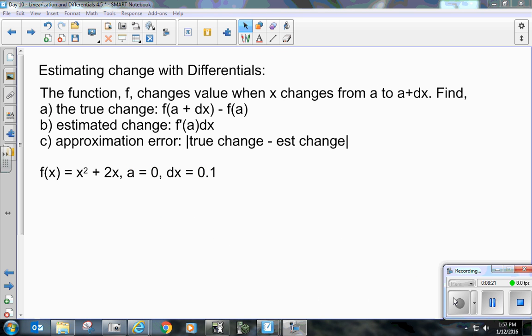Estimating change with differentials. The function f changes value when x changes from a to a plus dx, because dx is a small change. And if a goes through a small change, the function goes through a small change altogether. So they want us to find the true change, the estimated change, and then the approximation error.